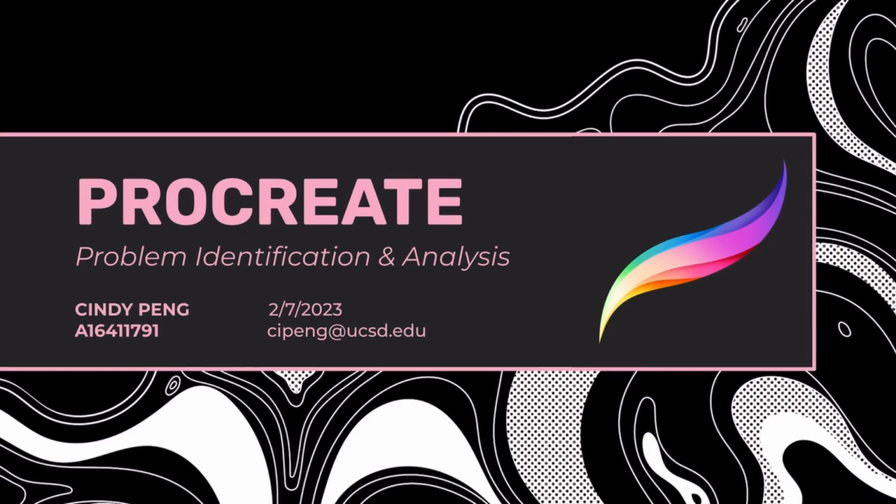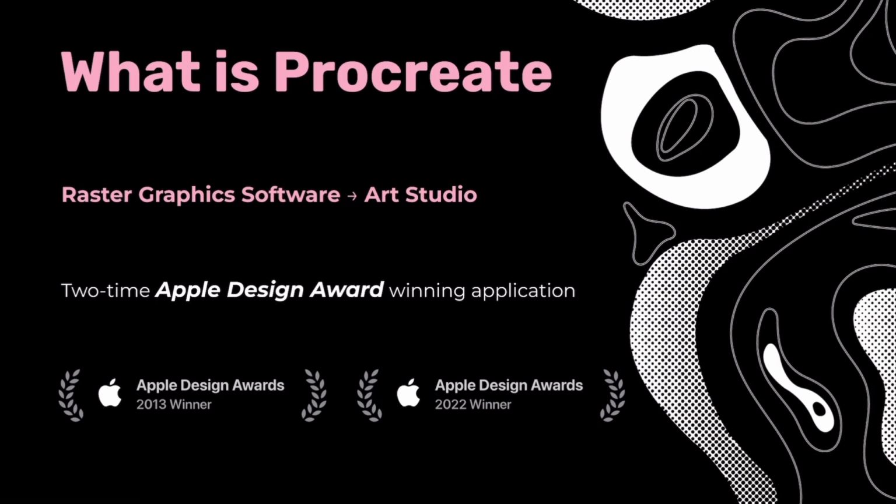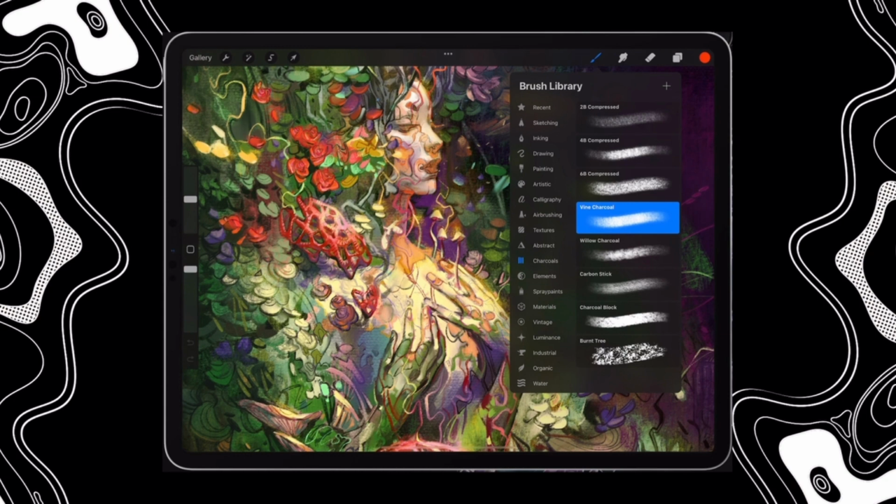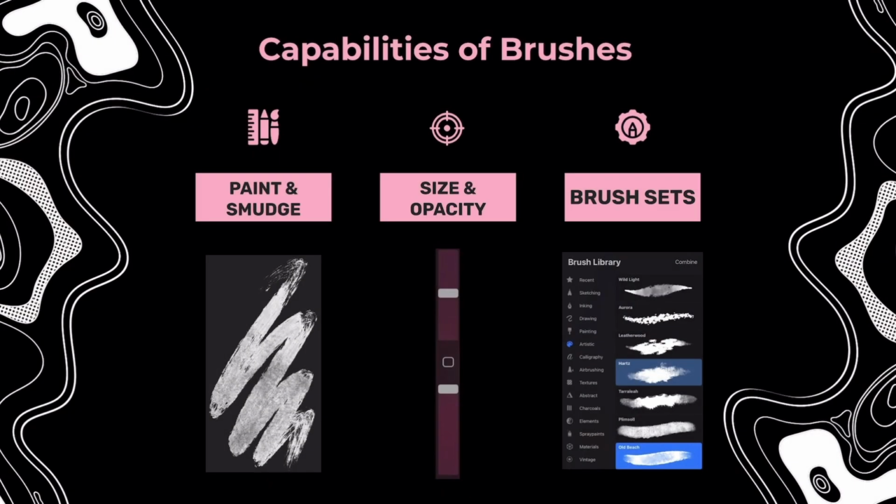Today I'll be exploring Procreate, which is a raster graphics software for creating digital illustrations and animations. It has won the Apple Design Award twice for making innovative tools such as having an entire library of more than 200 handcrafted brushes. In fact, this is one of Procreate's proudest achievements. As I tried out myself, I discovered some main capabilities of its brushes.